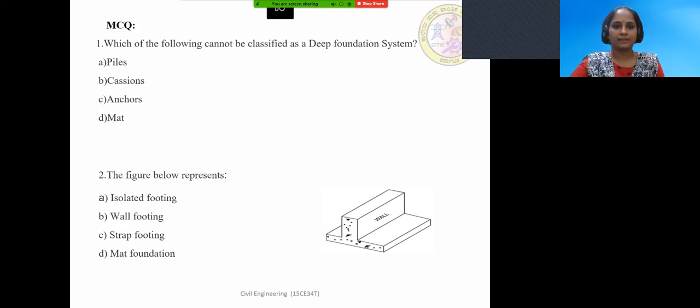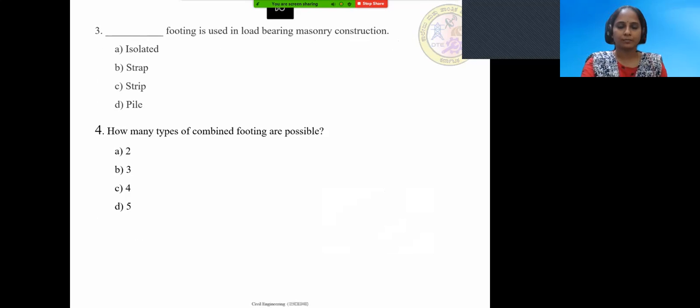Okay, the answer is option B, wall footing. Okay, we'll move on to the next question. Okay, third one.